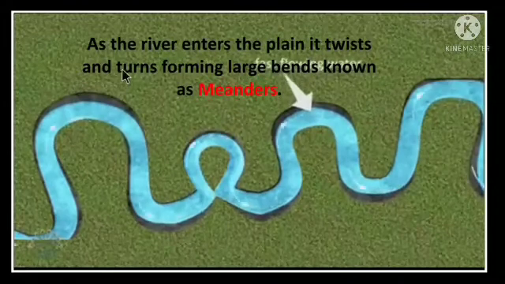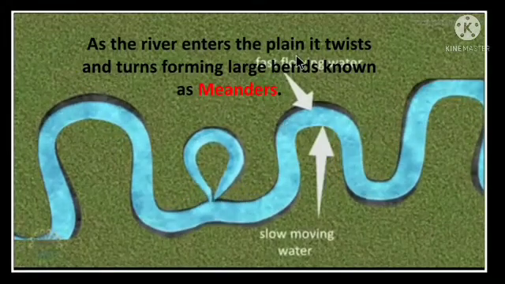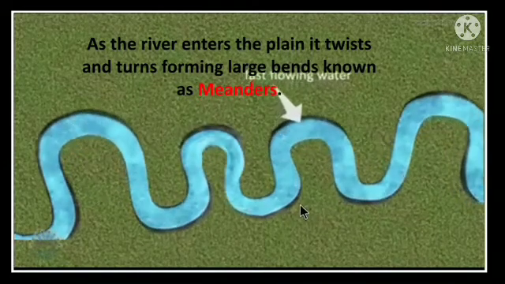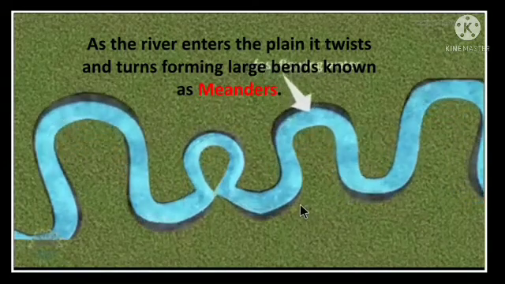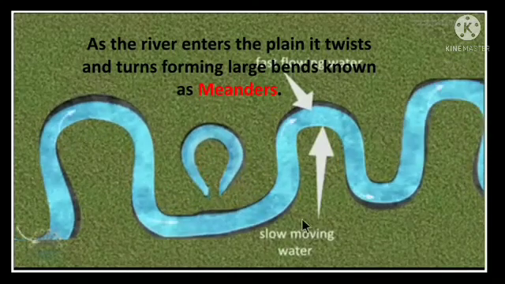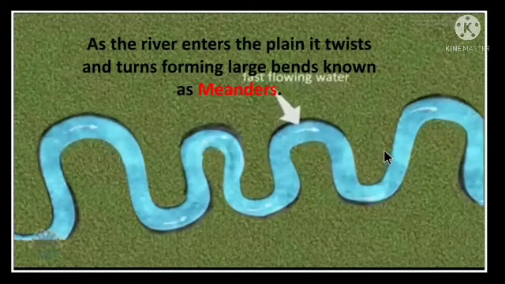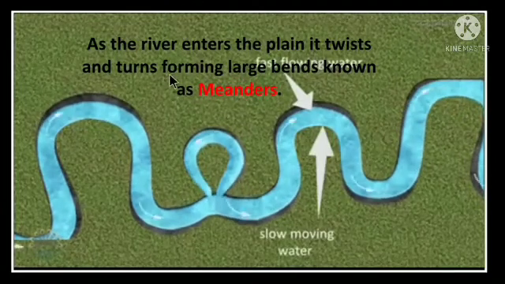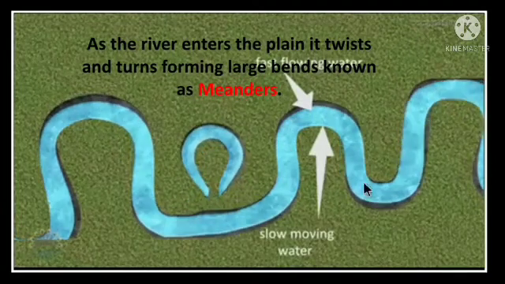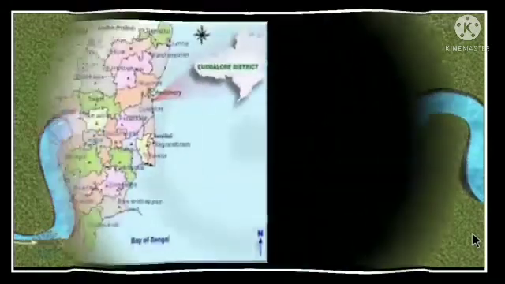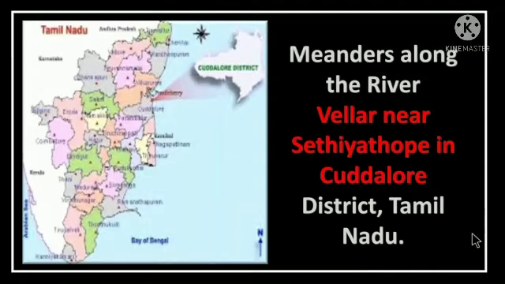Next, meanders. What is a meander? When the river enters a flat plain, because of many obstacles in the plain, it will take twists and turns. Such large bends are known as meanders. Some examples of meanders in Tamil Nadu are the meanders along the river Vellar near Chidambaram in Cuddalore district, Tamil Nadu.